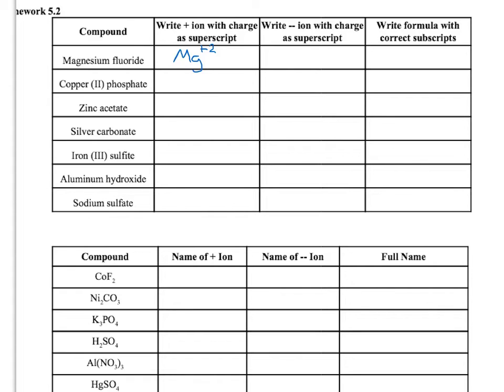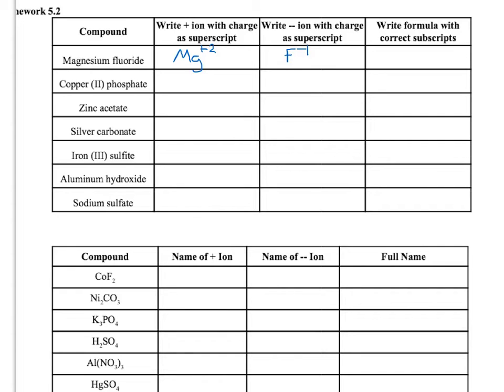For the second column, it says write the negative ion with the charge as a superscript. So obviously our negative ion here has to be fluorine. And the charge is going to be -1 because fluorine starts with 7, it wants 8, so it wants to gain 1 valence electron. So plus 2 and -1.